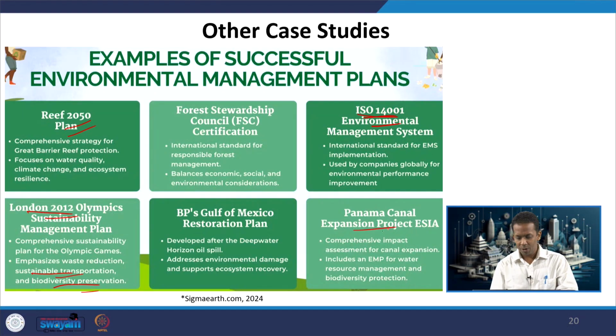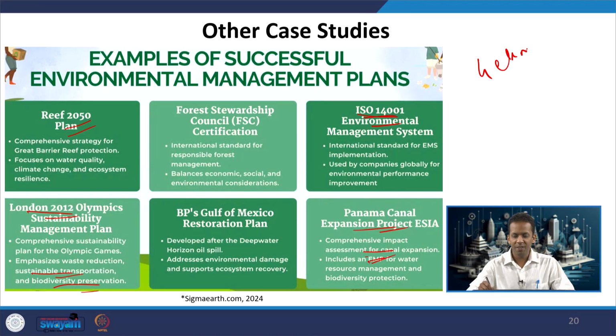In the Panama Canal expansion project, they did a comprehensive impact assessment for the expansion of the canal, and an EMP, an environmental management plan. So, in all these big case studies all over the world, they prepared a 100, 200, 300 page document called the environment management plan and successfully implemented it, because all these events have happened now. These are some case studies which you can go through, and the notes will be provided in the lecture slides. So, I think I will stop here.